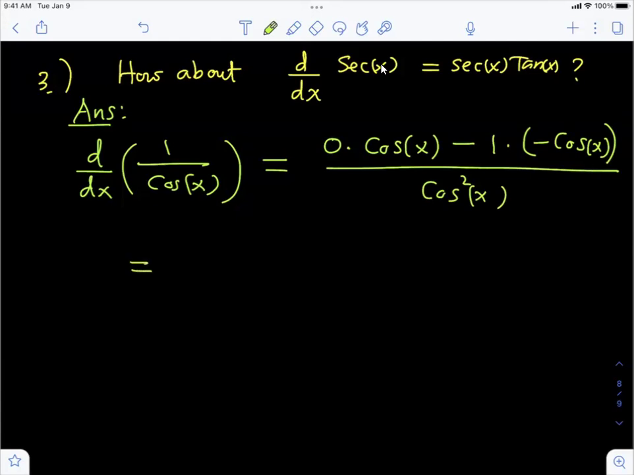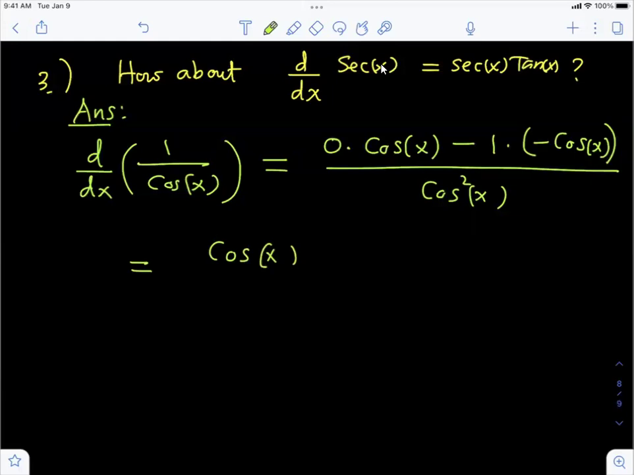And then now look at this. The first component has 0 multiplication, so that will just disappear. And then minus times minus would make it plus, and you're going to get cosine x.